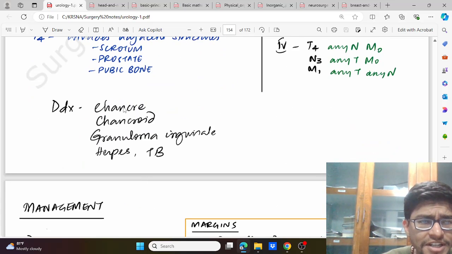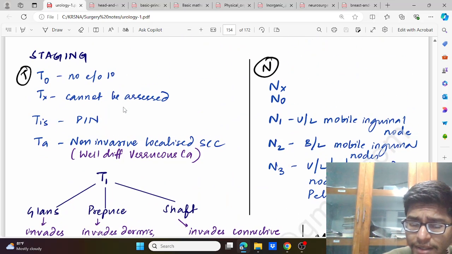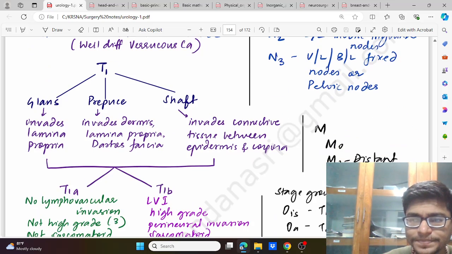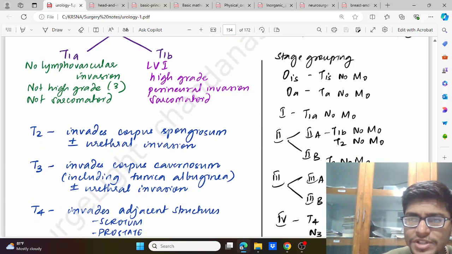What could be the differential? We'll see the differential in some time. So what are the nodes? Nodal involvement, N1 is the unilateral mobile inguinal lymph node, N2 is bilateral mobile inguinal lymph nodes, N3 is unilateral or bilateral fixed nodes or pelvic nodes. Then M1 is distant mets. Then we'll come to the stage grouping.